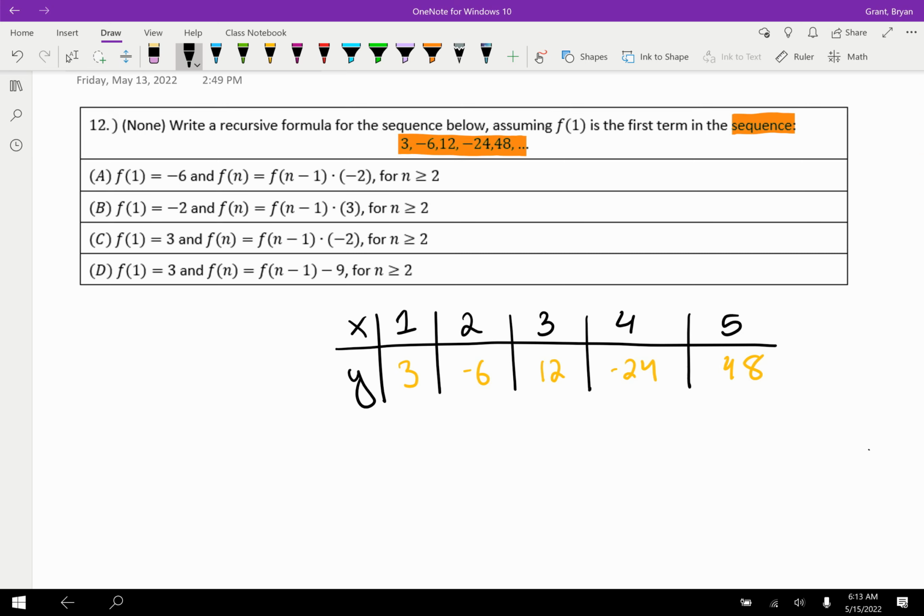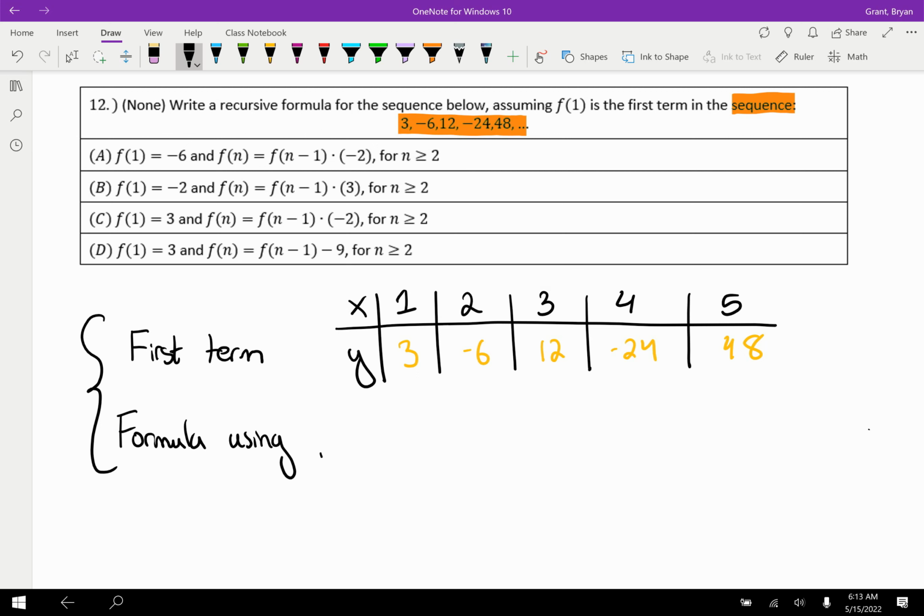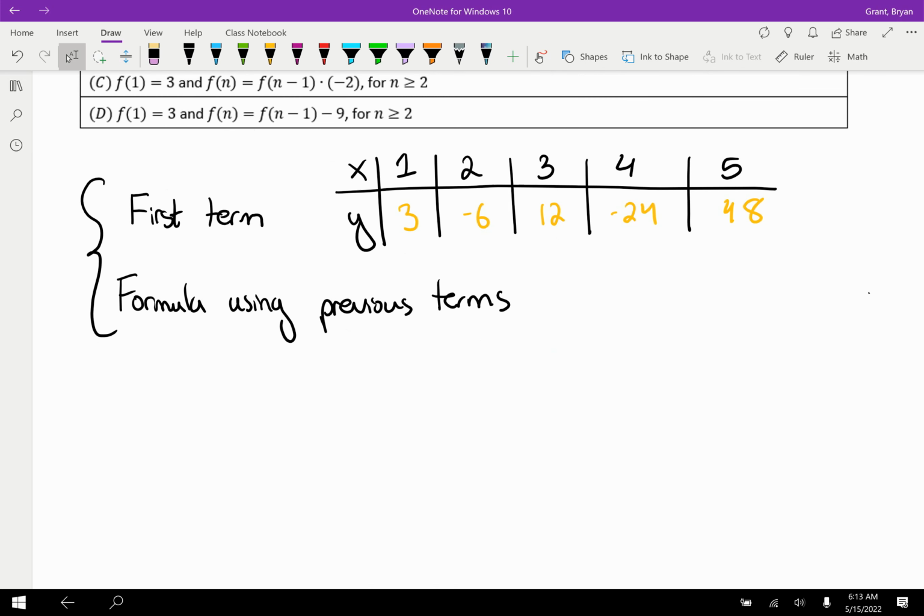Next up, we need to understand that recursive formulas have 2 parts to them. A recursive formula always has a part that identifies the first term, and then it has a second part that is going to give you a formula using previous terms. So let's tackle the first term first.